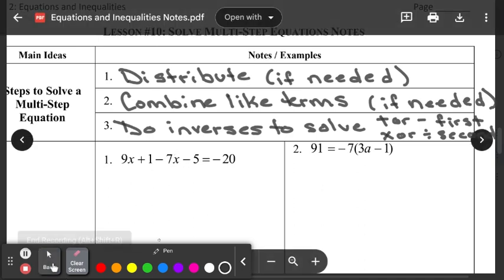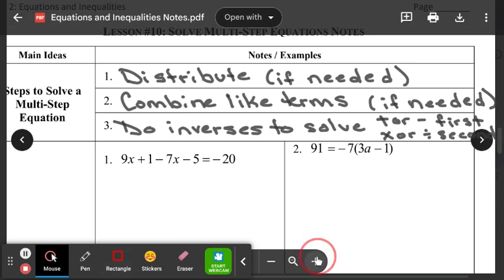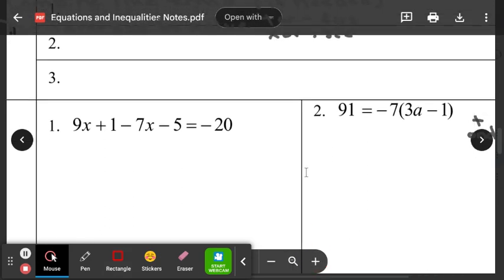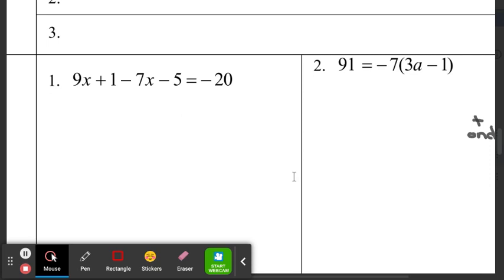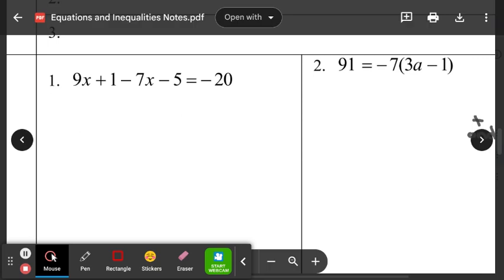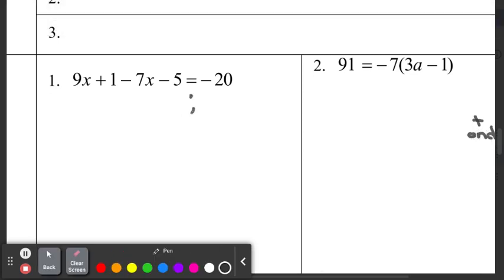So let's get started. I'm going to zoom in a little bit. Okay. Here's our equal to bar. Get our pen going. Now for question number 1, I'll read the problem and then we'll use our steps. 9 times x plus 1 minus 7 times x minus 5 equals negative 20.